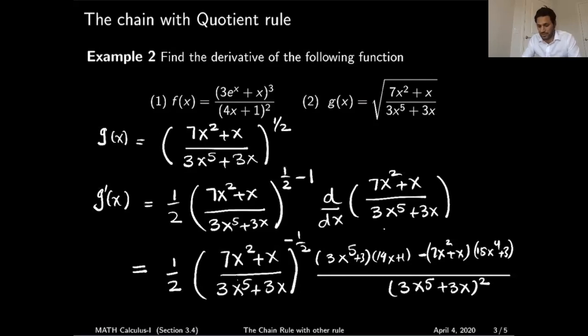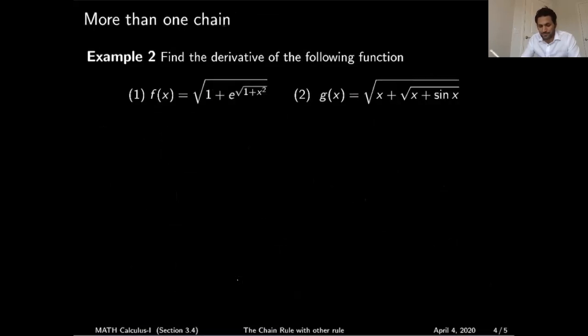So here we used the chain rule first and then the quotient rule inside of that chain. In my next two examples, I will have the double chain or the triple chain, where we will use more than one chain rule to find the solutions. So let's write down the solution of the first problem.